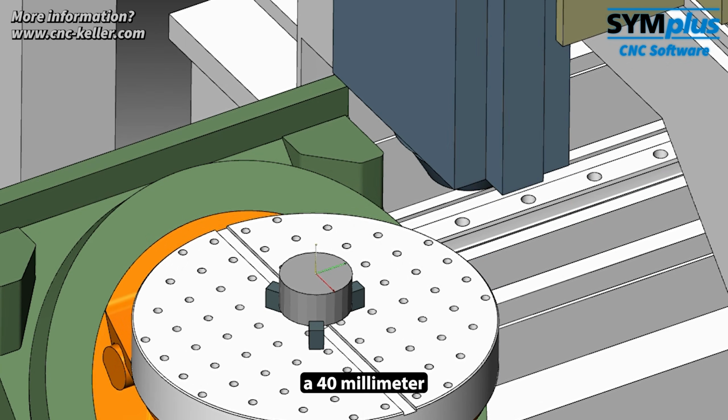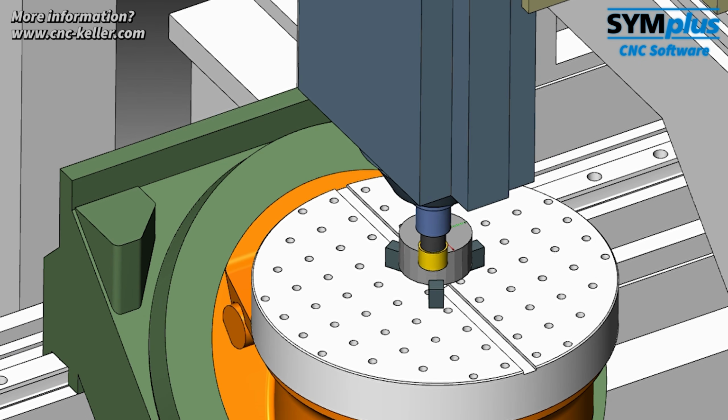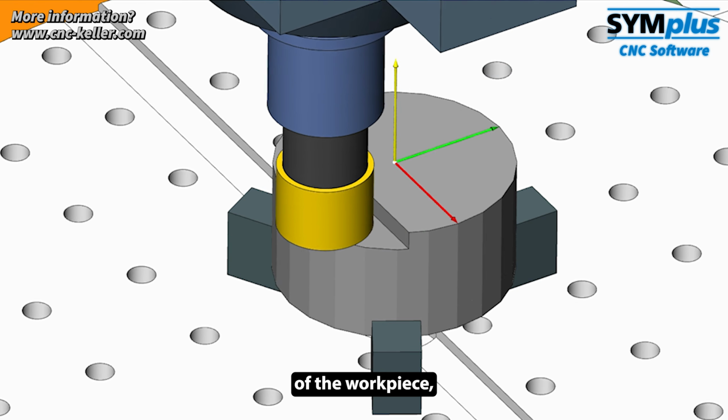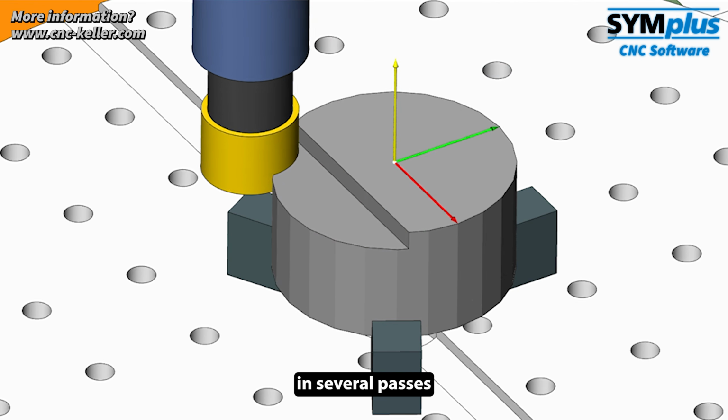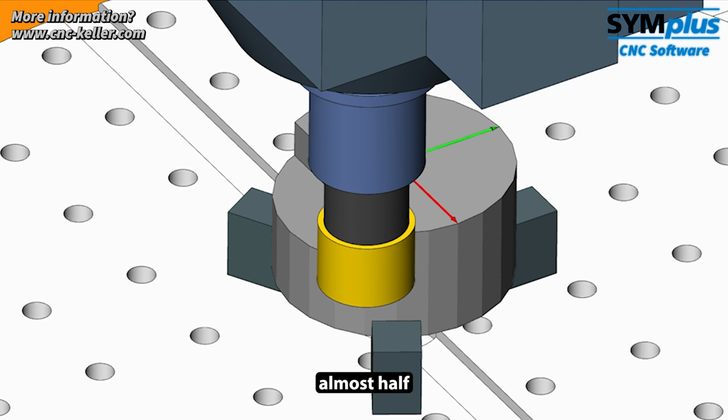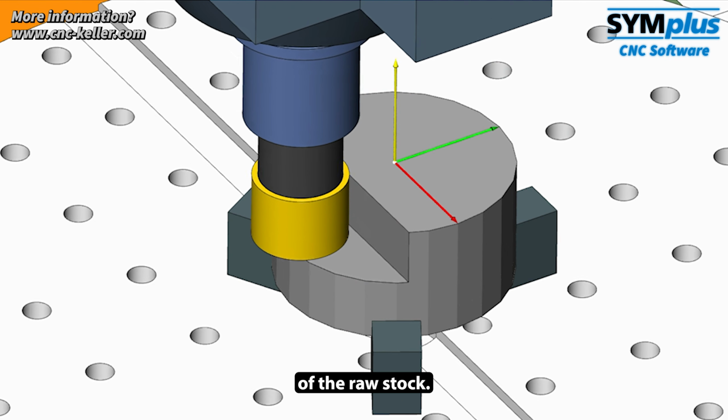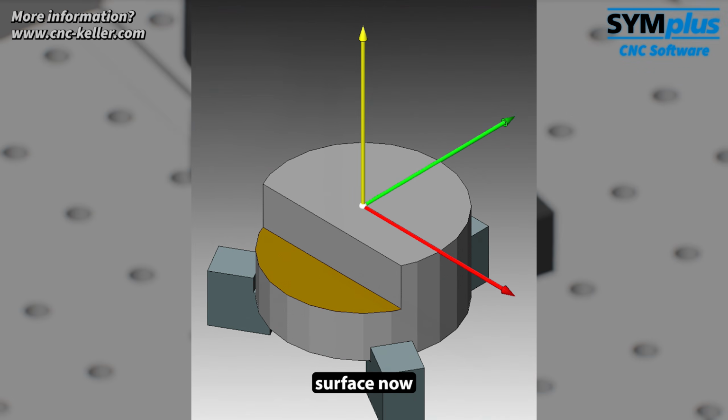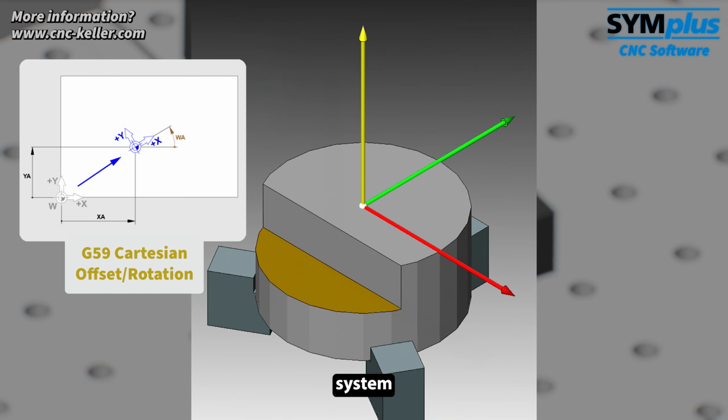The first tool, a 40 mm roughing end mill, machines roughly 1/3 of the workpiece, removing material in several passes until it reaches almost half the height of the raw stock. The newly created surface now needs to be tilted by 10 degrees. To do this, we first use G59 to shift the coordinate system to the lower surface.